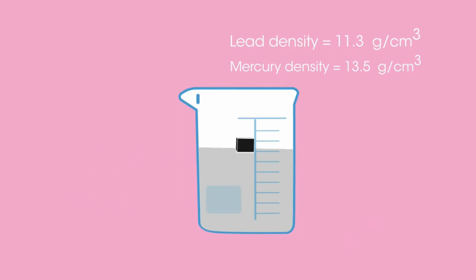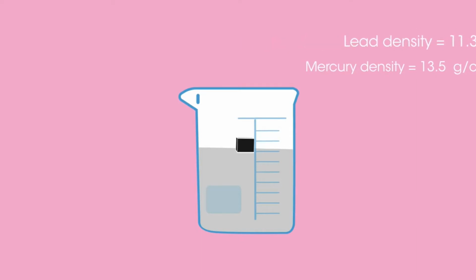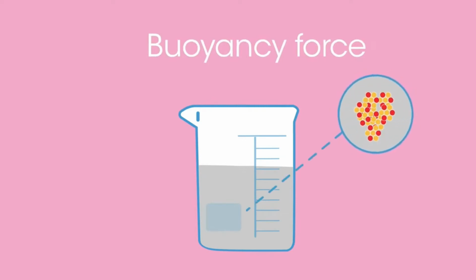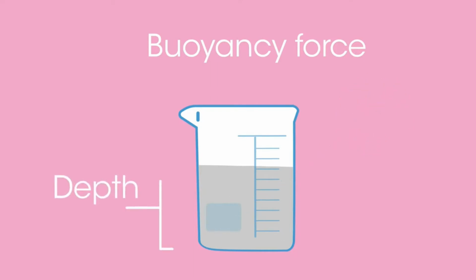So that's a fairly easy way of explaining why solid blocks float or sink. There is another thing to consider: buoyancy force. All liquids are made up of particles that can slide over each other. When the particles collide, pressure is produced. The pressure in a liquid varies with depth, density, and gravitational field strength.